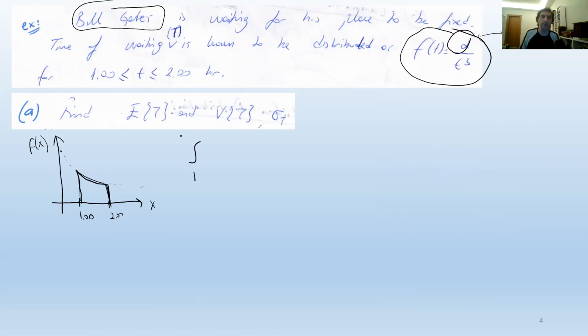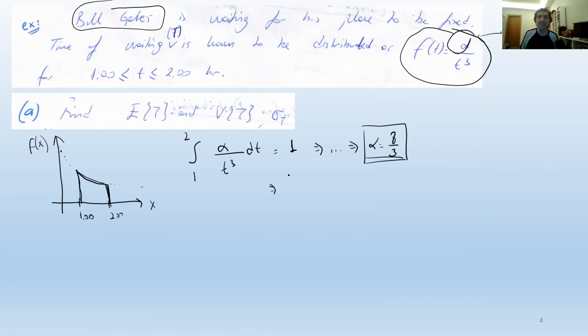So it's going to be the integral between 1 and 2 of alpha over t cubed dt, which should be equal to 1. Actually, this is a slightly longer integral, and I'm going to skip it. Please do it yourself, and please try to do it correctly, because if you solve for alpha incorrectly, the rest of the question will be totally incorrect. Alpha is going to be equal to 8 over 3.